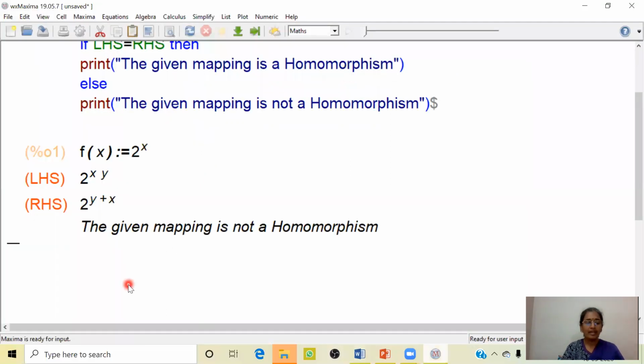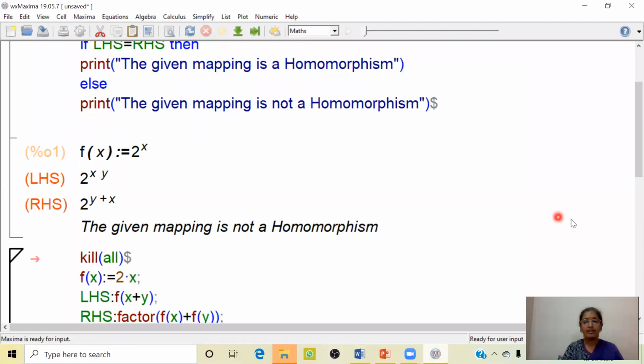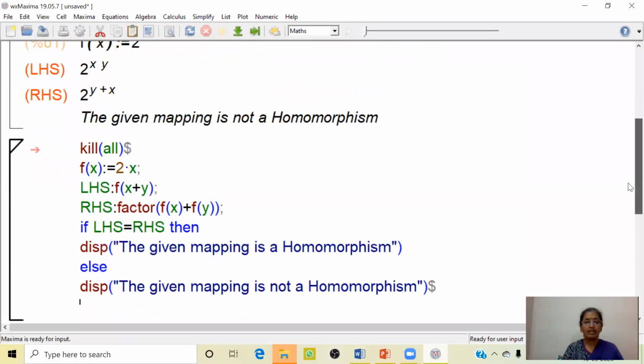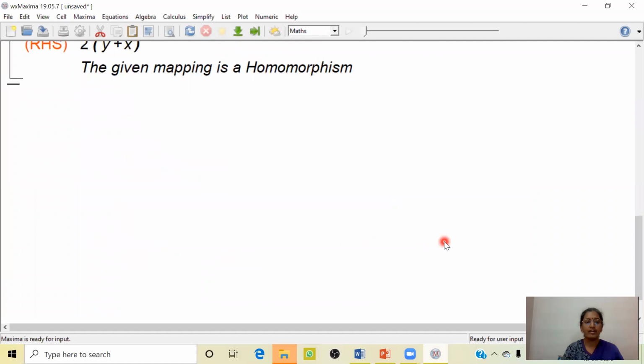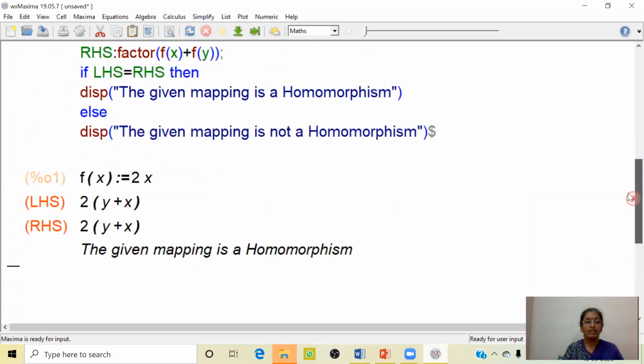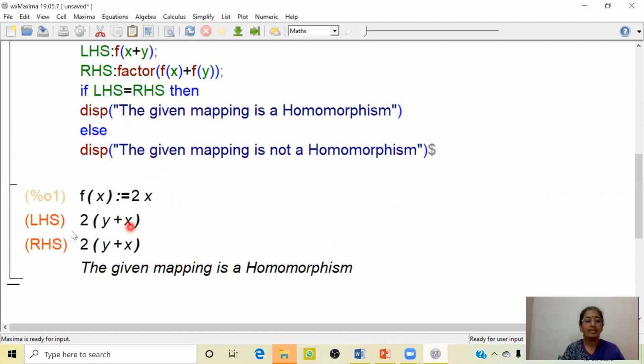So let us go to the Maxima window, paste it here. So this will be the code now. So let us check it out whether it is a homomorphism or not. So here you have the homomorphism output. So here f(x) is equal to 2x. Left hand side is 2 into (x + y) and right hand side is also 2 into (x + y). Therefore, the mapping is a homomorphism.